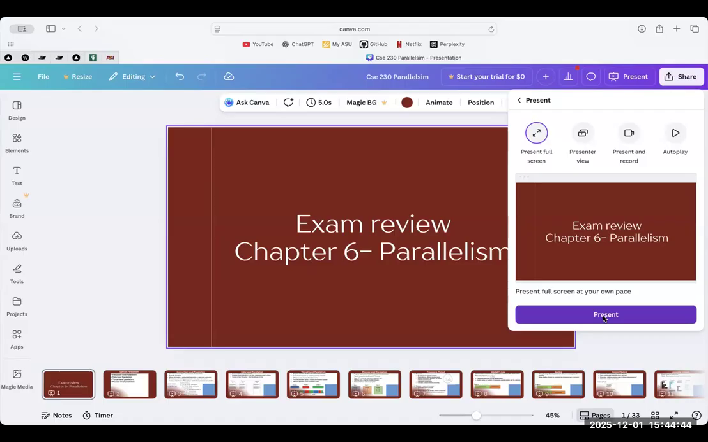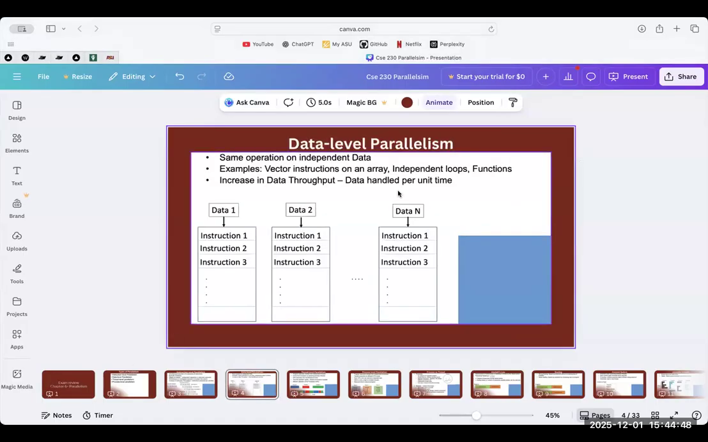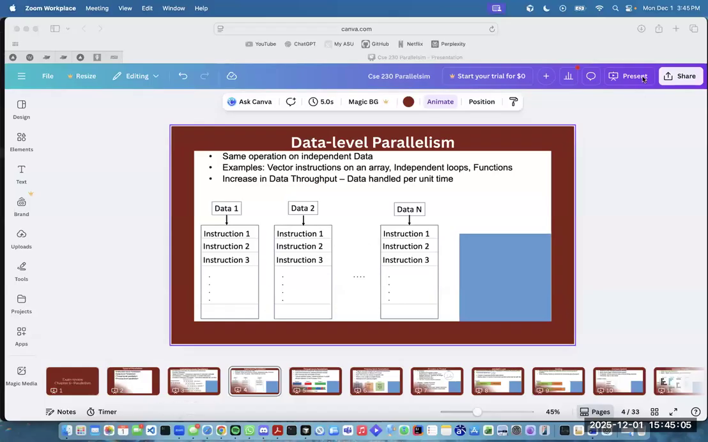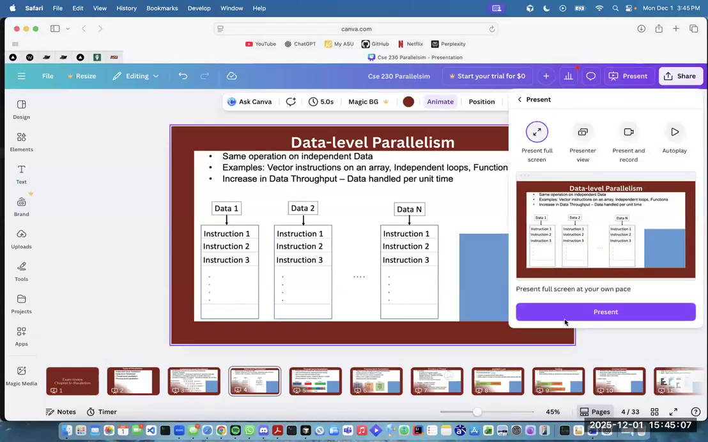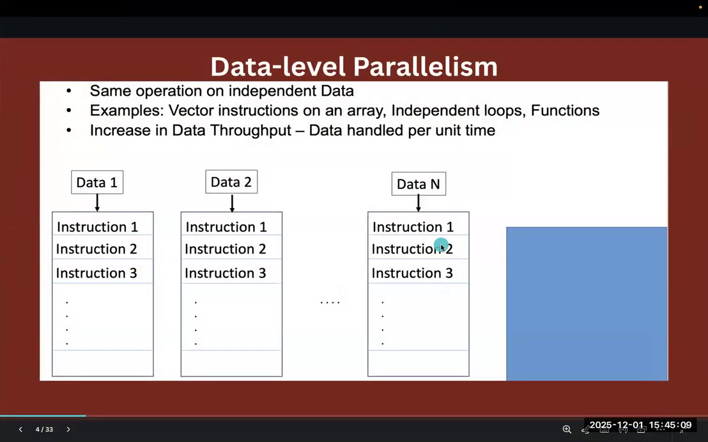Martin, I don't think we see your slides. Oh, can you see it now? Yeah, we can see it now. Oh, come on. Can you see it now? No, it still says data level parallelism. Okay, let me see now. Can you see now? Yeah, we can see it now.